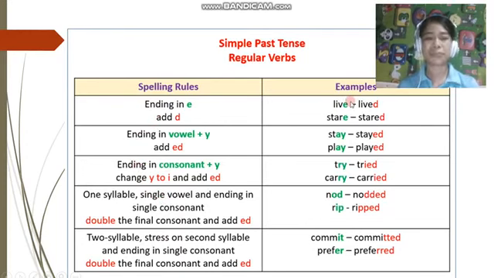It's easy. The first rule is that if the verb already ends with e, we can just add d, just like the example here. And one more: if the verb ends in y, but the letter before y is a vowel, like stay, like play, these two verbs have a vowel before y, so we can just add ed.